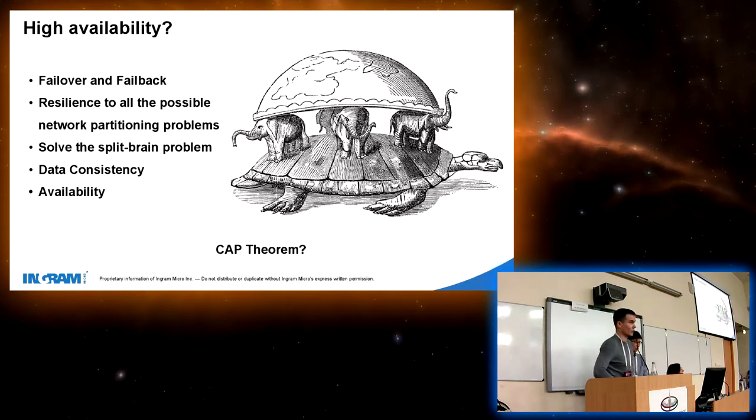Together with Sergei, I'm working on clusters. I wanted to say what HA is: a high availability cluster. We're not pretending that we have the full information or the full realization of the problem. This is just failover and fail back, resilience to all possible network partitioning problems. We're solving the split brain problem, and it's a huge challenge, together with the challenge of data consistency and availability. Generally speaking, if we sum it up, we have the CAP theorem problem: consistency, availability, and partitioning.